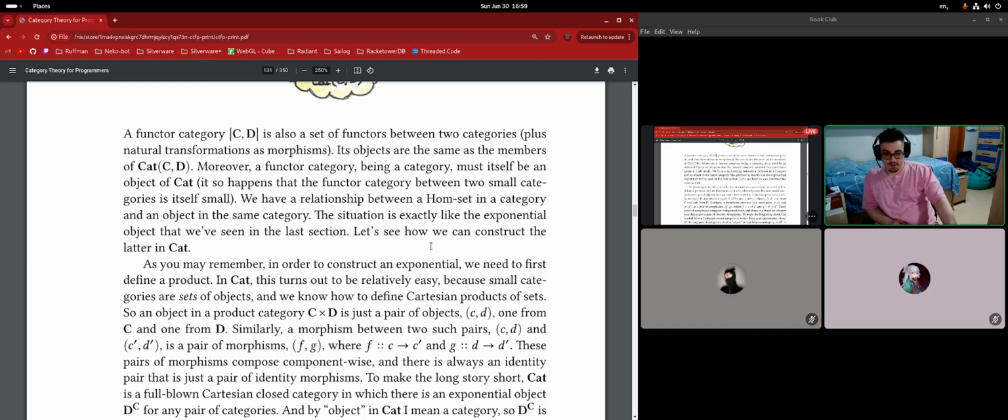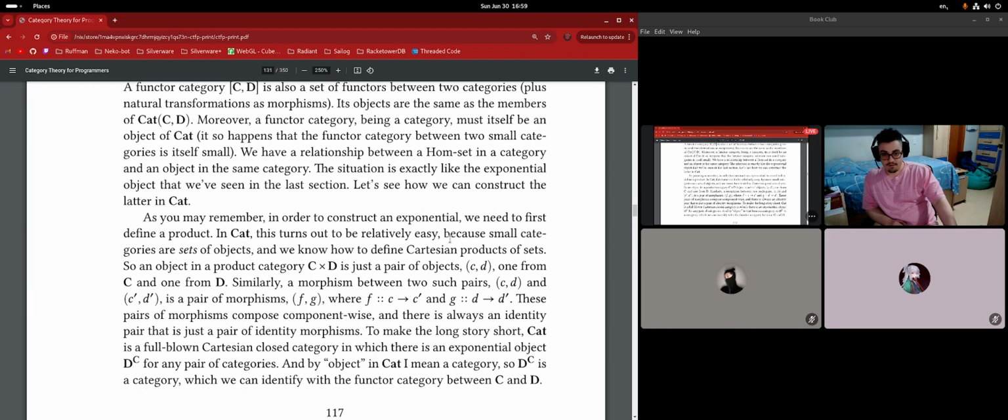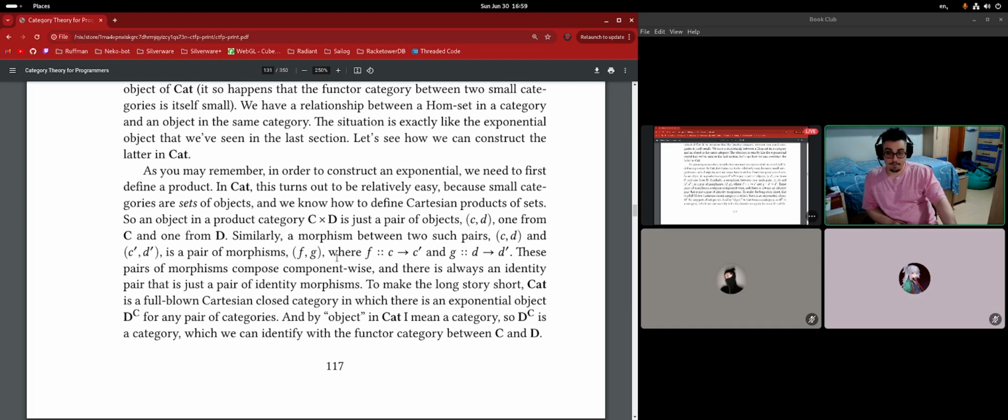In order to construct an exponential, we need to first define a product. In Cat, this turns out to be easy because small categories are sets of objects, and we know how to define Cartesian products of sets. We're going to make pairs fundamentally. A morphism between two such pairs is a pair of morphisms, such as this. These pairs compose component-wise, and there is also an identity pair that is just a pair of identity morphisms. You've also seen this before with the evolve thing.